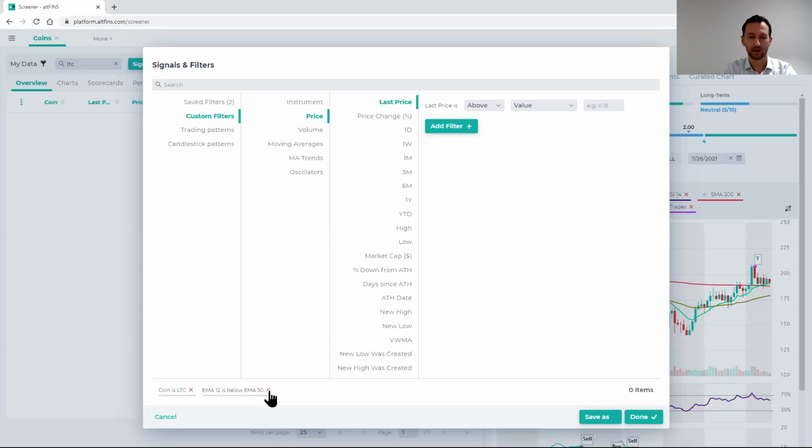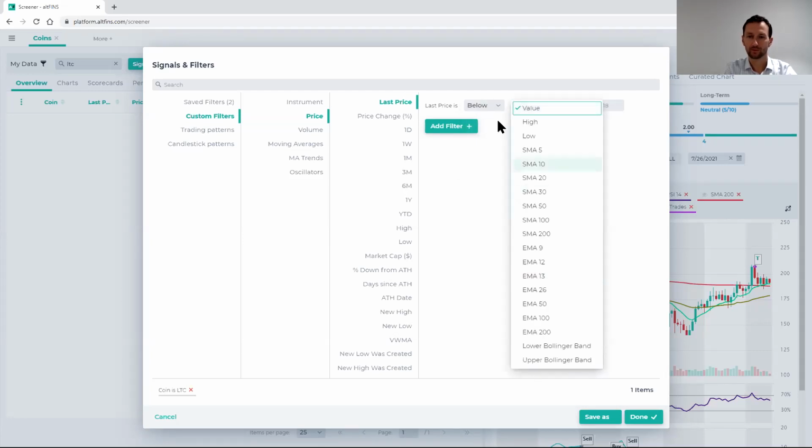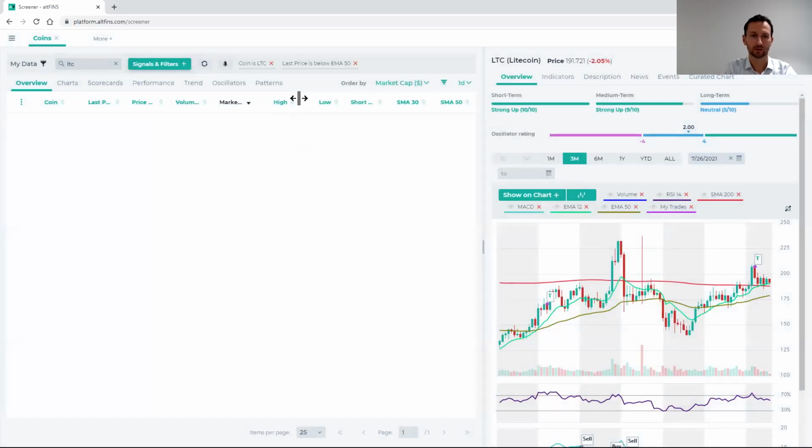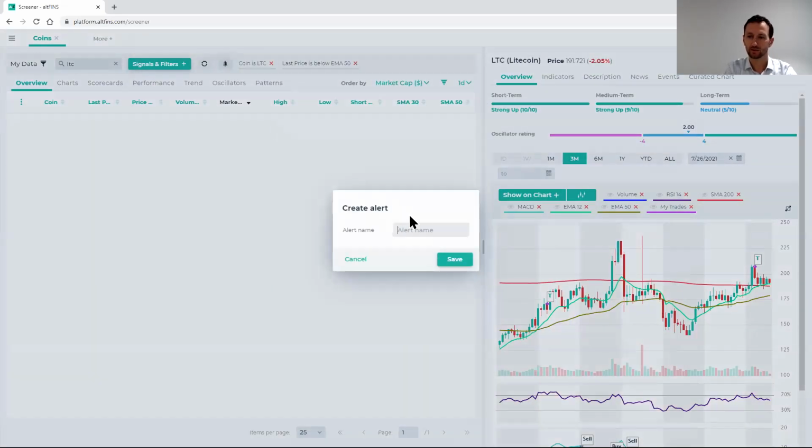Either the EMA 12 is below EMA 50, I want to get out, or as I mentioned, the price is below EMA 50, right? Either one of those conditions happens, I want to be alerted. I may reassess the trade and make a determination whether to get out or not, but probably yes. Price under EMA 50.